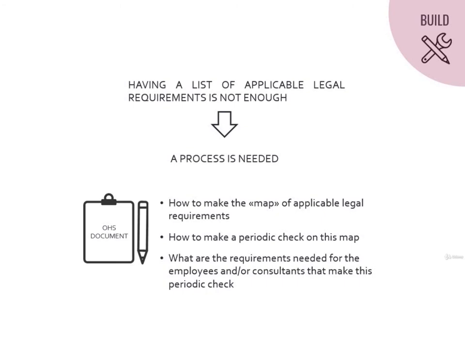The way most companies are compliant with these requirements is by having specific rules about how to make the map of applicable legal requirements, how to make a periodic check on this map, what are the requirements needed for the employees and/or consultants that make this periodic check. As for the frequency of this check, ideally the more the better. This is needed because companies need to know about new laws and their requirements on time to gain the needed resources to be compliant. Most companies decide to be immediately updated by subscribing to specified newsletters, but check the map of legal requirements just once a year.